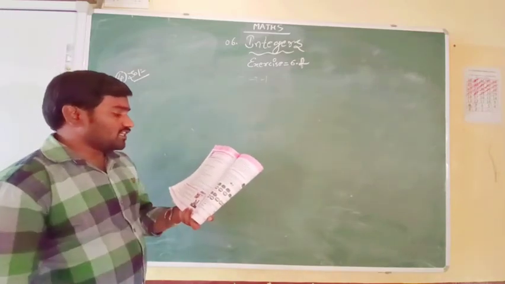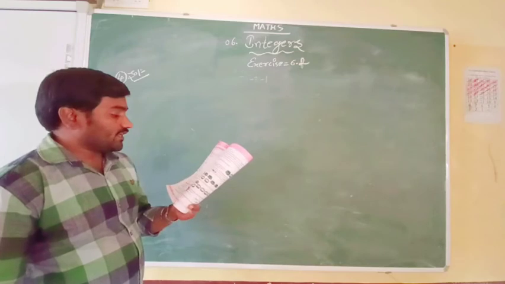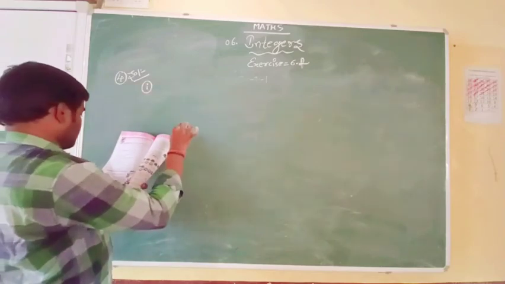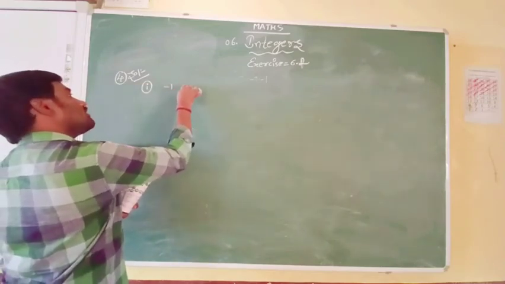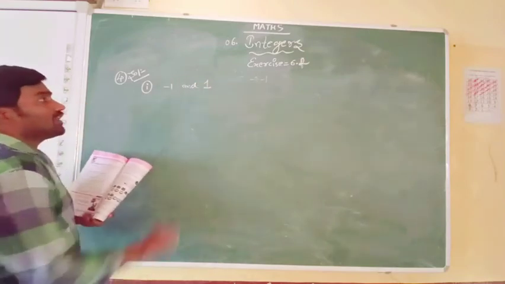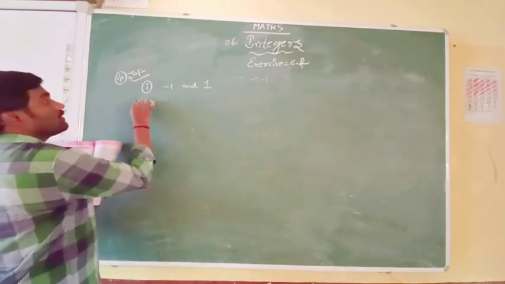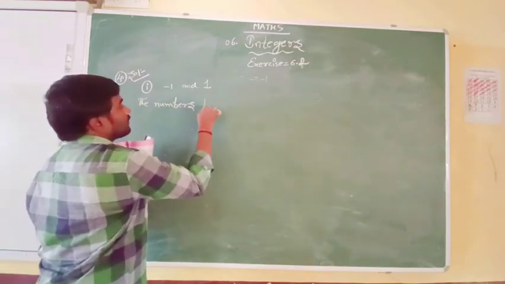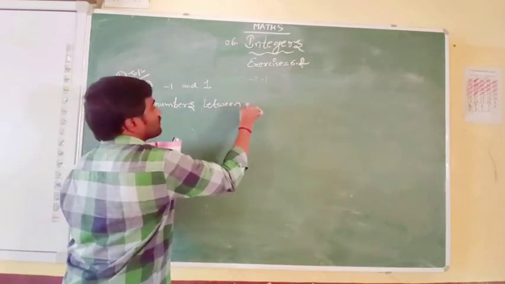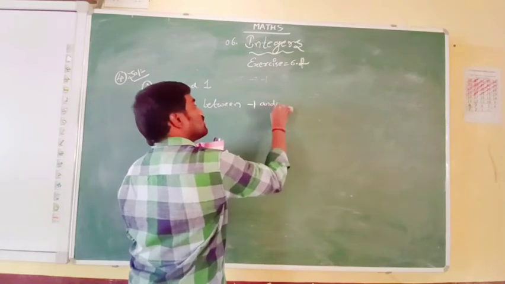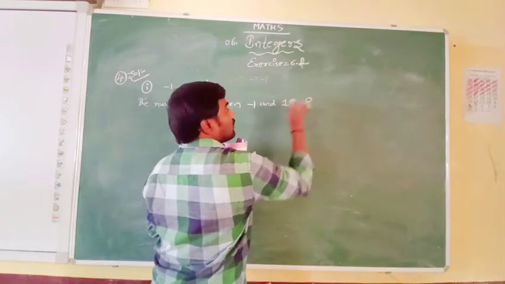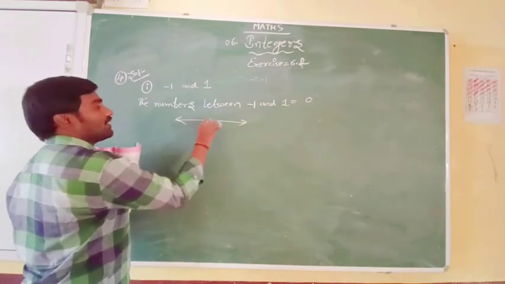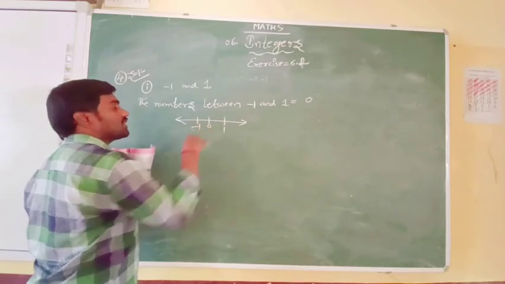Okay. Find all the integers which lie between the given two integers, and also represent them on the number line. The first question: minus 1 and plus 1. The numbers between these two is equal to 0. Only 0 will be there. So we have to represent these numbers on the number line. Here 0 will come here, minus 1 comes here, plus 1 will come here.